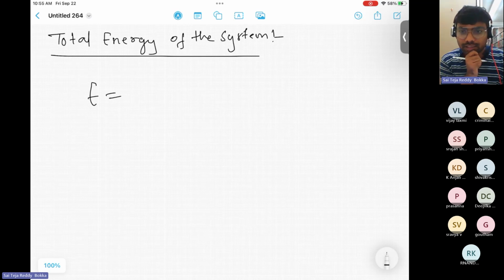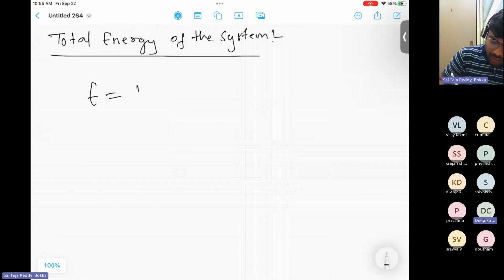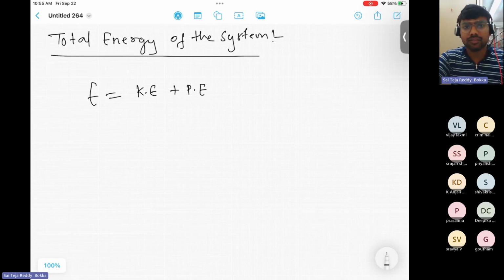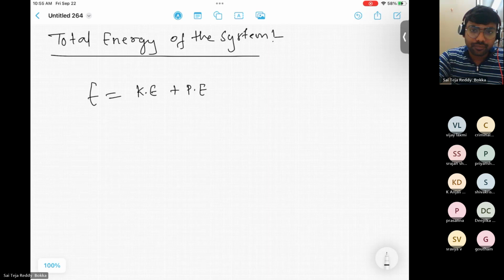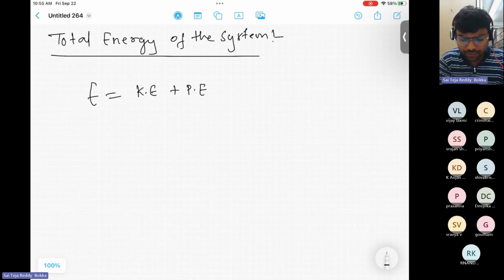How can we calculate it? The sum of kinetic energy and potential energy. Okay, the sum of kinetic energy and potential energy. That's a good one. E is okay for this. And there is one more energy here.